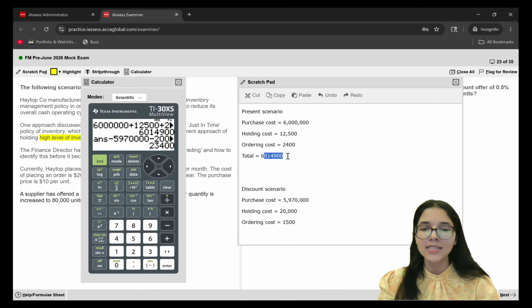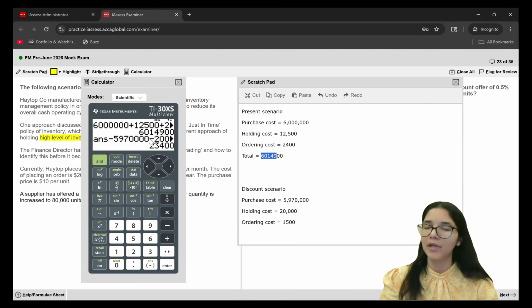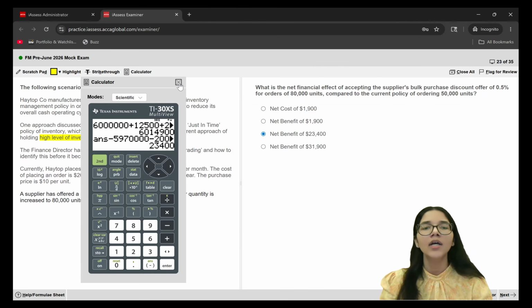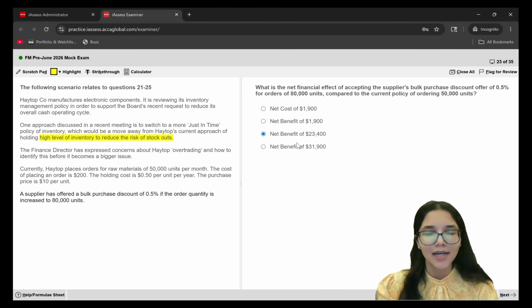Whatever my total is, this total is lesser than this total by $23,400. So I'm going to receive a net benefit of 23,400. This is going to be my final answer, guys.